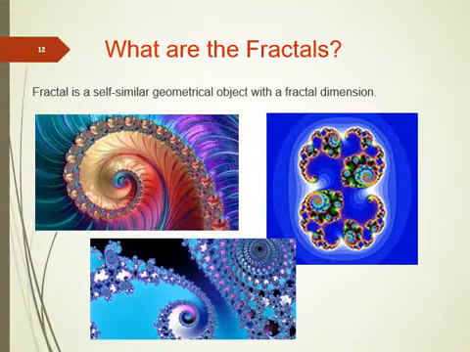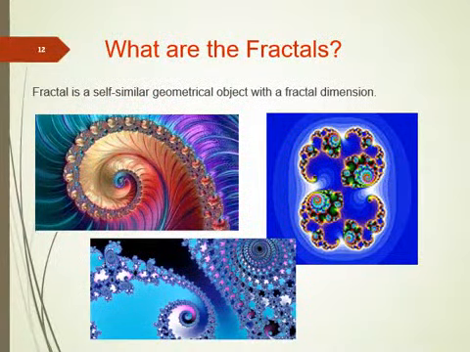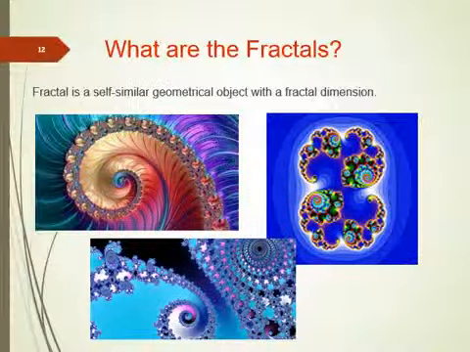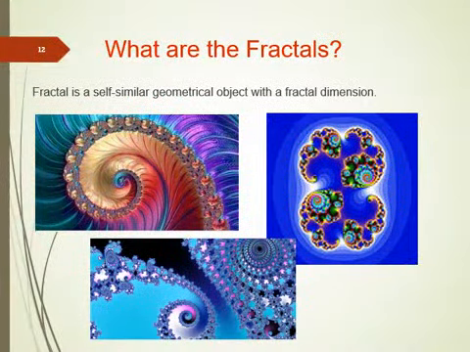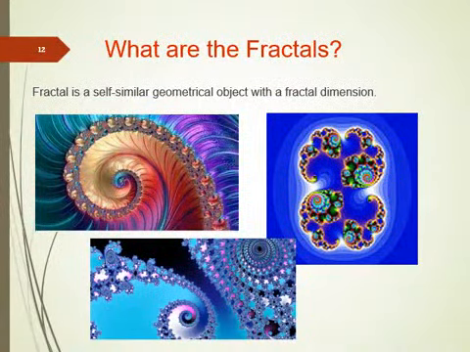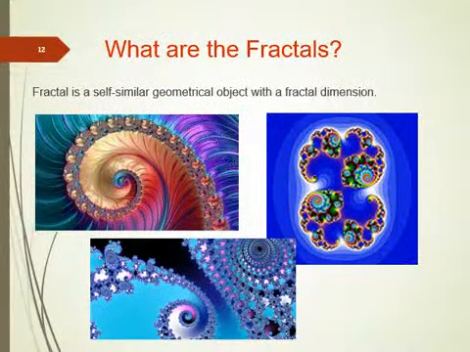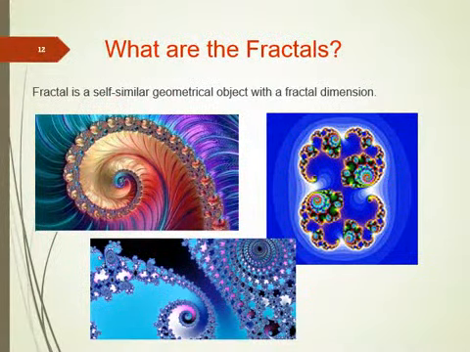Do you know what fractals are? A fractal is a self-similar geometrical object with a fractal dimension. Fractals appear in physics, in biology, in art. Fractals often occur in chaotic systems. We know a fractal is a geometric object, but chaos in physics is a dynamical attribute.